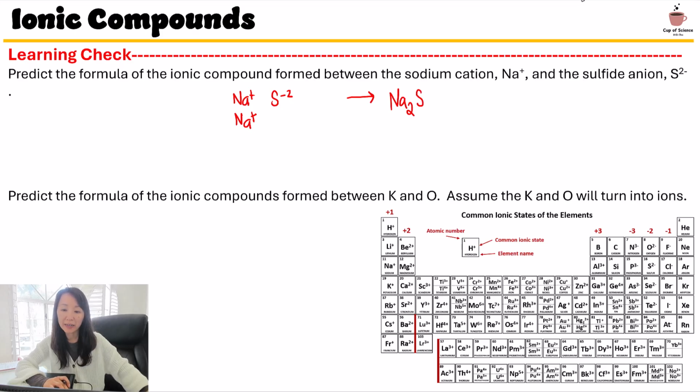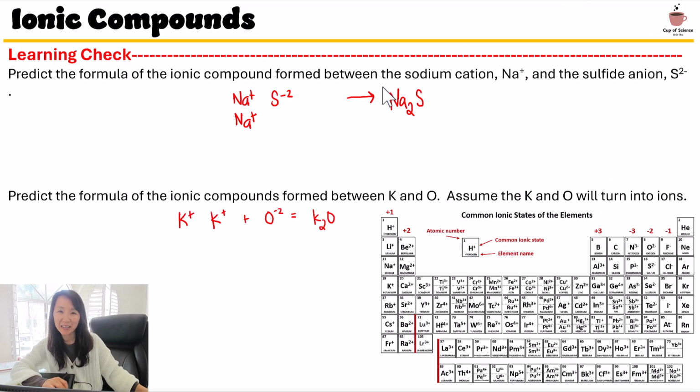So you're going to try the next one. Predict the formula of the ionic compound formed between potassium and oxygen. Assume that the potassium and the oxygen will turn into ions. So you're going to go ahead and make them into ions, and see how many each need to form a neutral ionic compound. Come back and check the key. And here is the key.